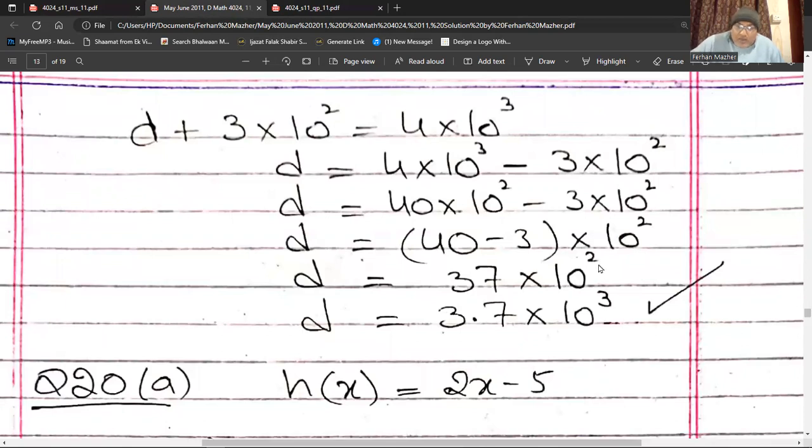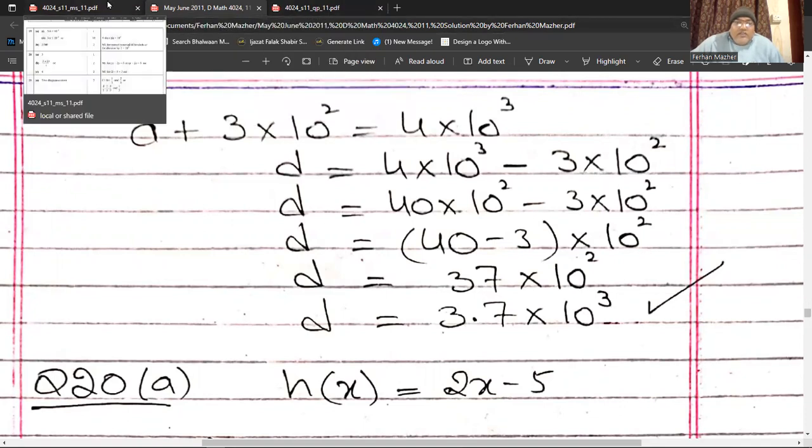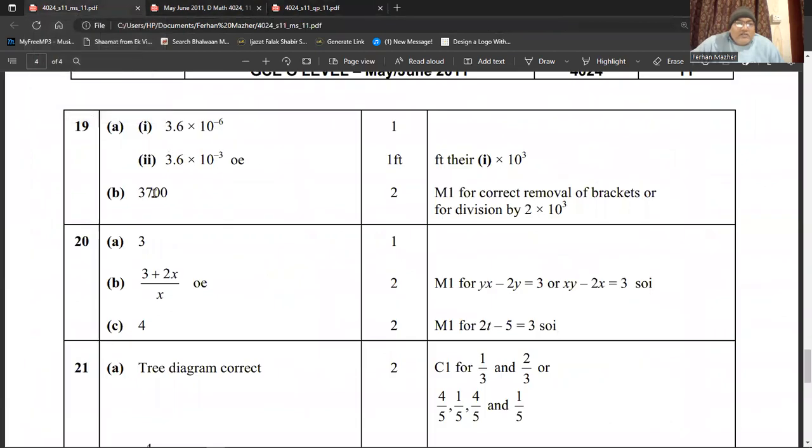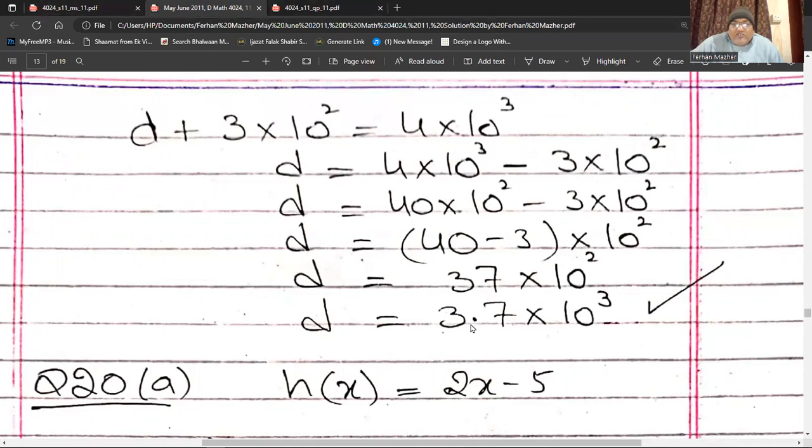This is not the standard form. The decimal is here. Move it 1 step to the left. 3.7 × 10^3. So the d value will be 3.7 × 10^3. Let me check. And that will be 3,700. Yeah, that is also 3,700. Our answer is right, sir.